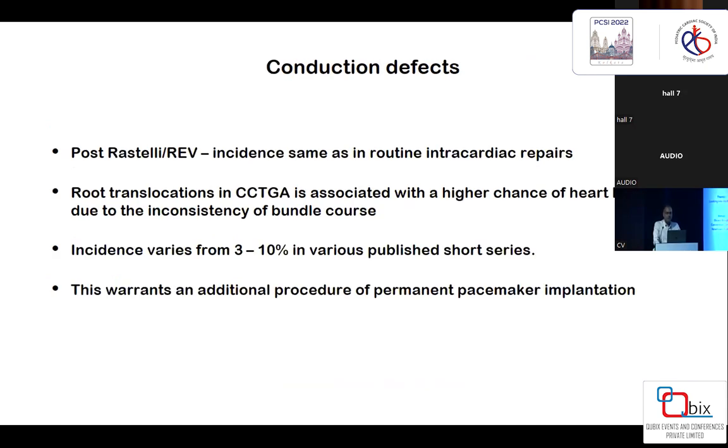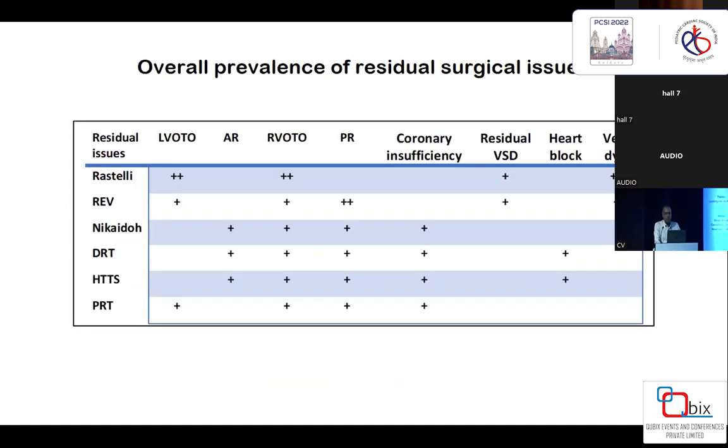Conduction defect incidence is the same in Rastelli and REV as compared to normal routine intracardiac repairs. But root translocations in CCTGA especially are associated with slightly higher chances of heart block because of the inconsistency of the course of the bundle in these patients. It varies from 3 to 10% in various published series. It warrants an additional surgical procedure of a pacemaker.